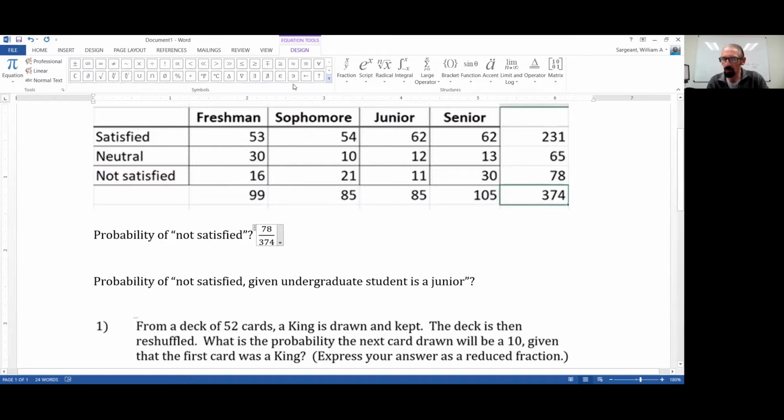That's an equal sign, and 78 divided by 374. I'm getting 0.2085561497. That would round to 0.2086.